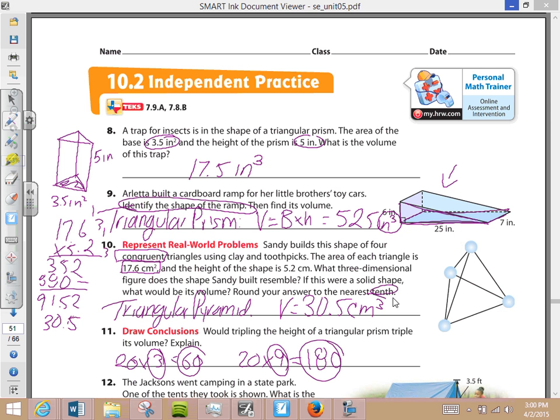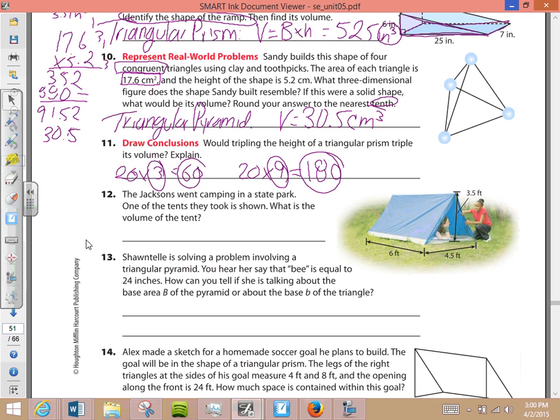Are we good? Awesome. Jackson went camping in a state park. One of the tents that they took is shown. What is the volume of the tent? How do you figure it out? Why do you multiply 4.5 times 6? Explain why. Why did you multiply this by this? Why did you multiply that and not by 6?